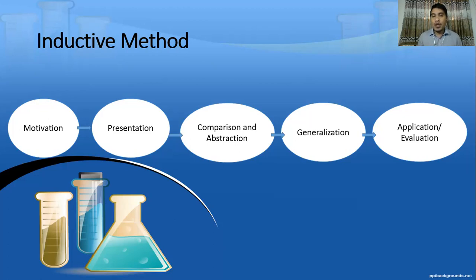And then from comparison and abstraction, we do generalization. And then when we have that generalization already, we have to provide opportunities for the students to apply. And then, of course, we evaluate whether that generalization has been understood by the student. So in the inductive method, we go from specifics to general.